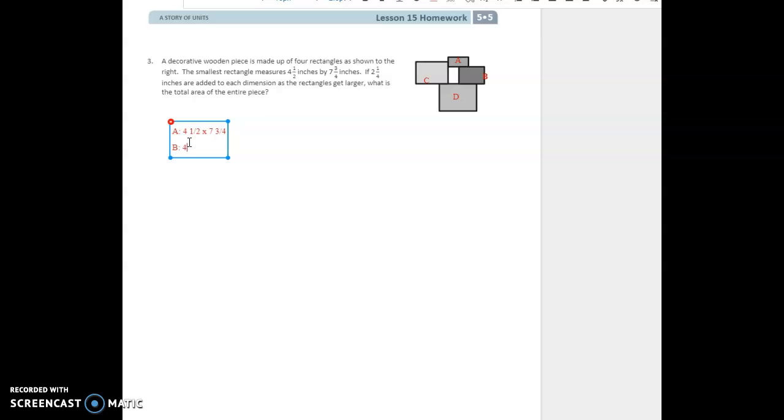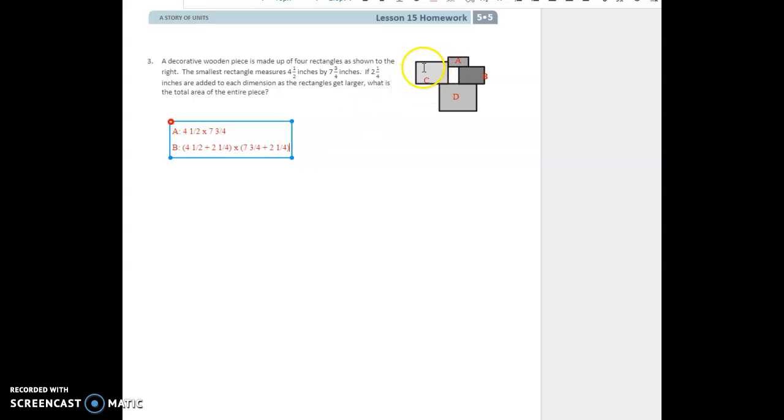So you're basically going to have to say for this one, 4 1/2 plus 2 1/4. And then we're going to multiply that by, and then we need to figure out what the width is. If we're going to add 2 1/4 onto the width, we're going to take 7 3/4 plus now 2 1/4. We're adding on 2 1/4 to the length and the width of every single one.